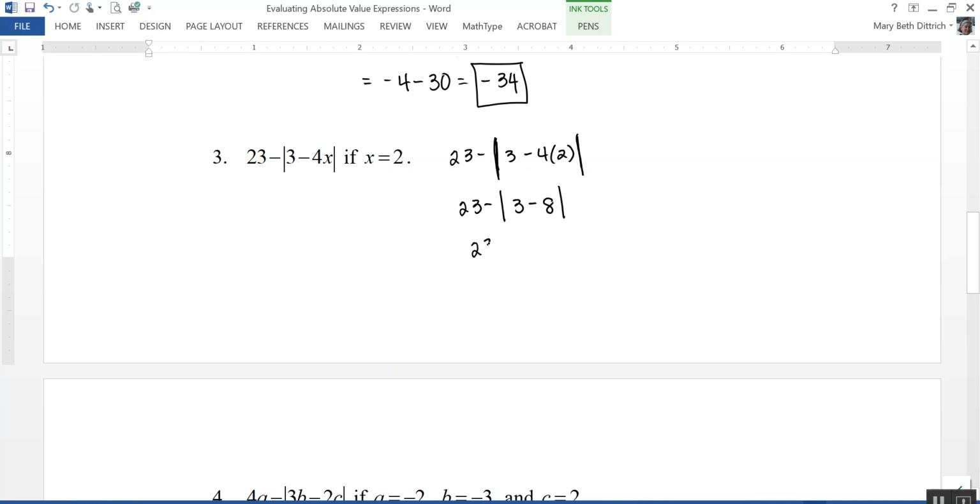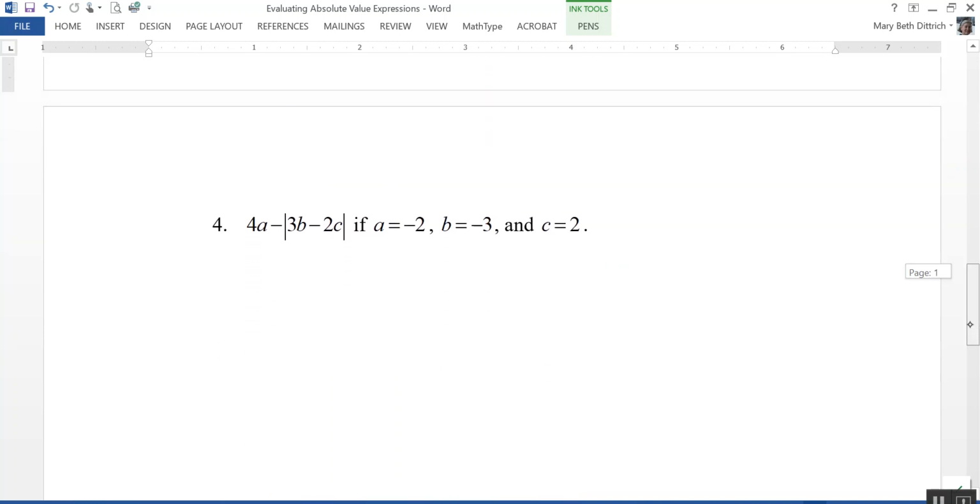That's going to be equal to 23 minus the absolute value of, and I'm still working to come up with just one number between the bars, 3 minus 8, which is -5. Now that I have one number between the absolute value bars, I can take the absolute value of -5, which is 5. So 23 minus 5 is 18.